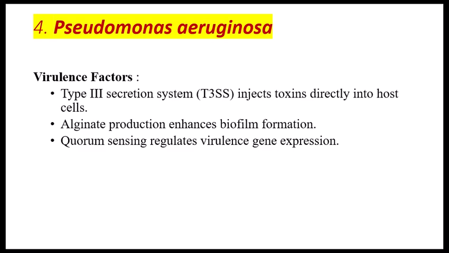And then we have another important bacterium, which is very dangerous. It's called Pseudomonas aeruginosa. It is an opportunistic bacterium, especially in hospitals and in immunocompromised patients. Its virulence factors are used to infect and damage the body. It has a type 3 secretion system, which is a special system that injects toxins directly into human cells.